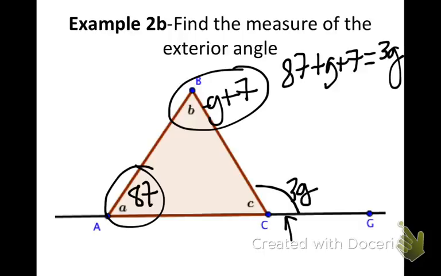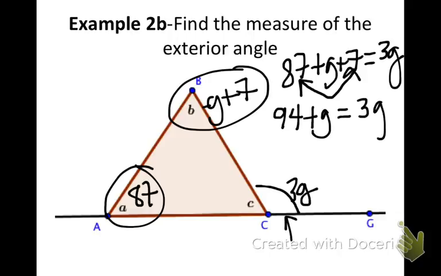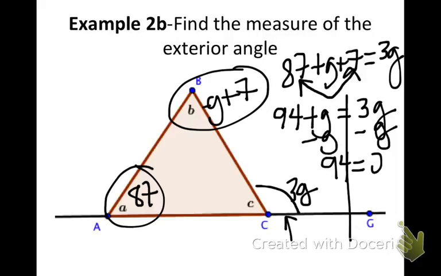So we're going to apply our algebra and combine like terms. First I'm going to clean up everything: I'm going to add 87 and 7, and I get 94 plus G equals 3G. I want to get all my variables to one side of my equal sign and my numbers to the other. I have a positive G, so I'm going to subtract G from each side. Now I have 94 equals 2G. Divide each side by 2, and we know that G equals 47 degrees.